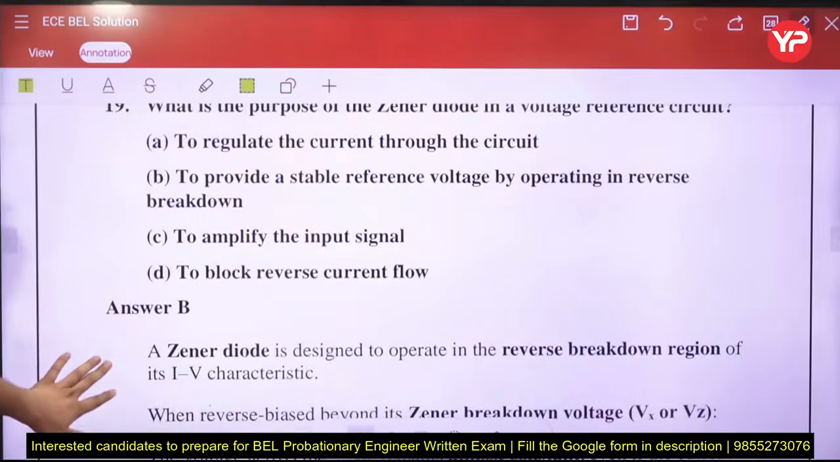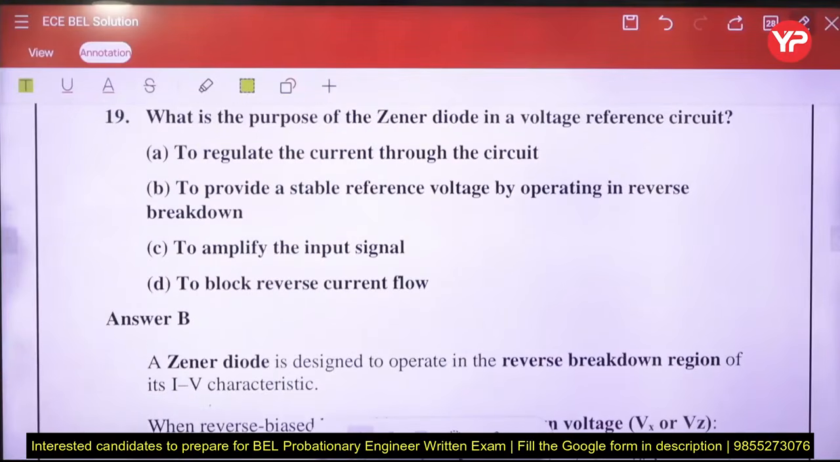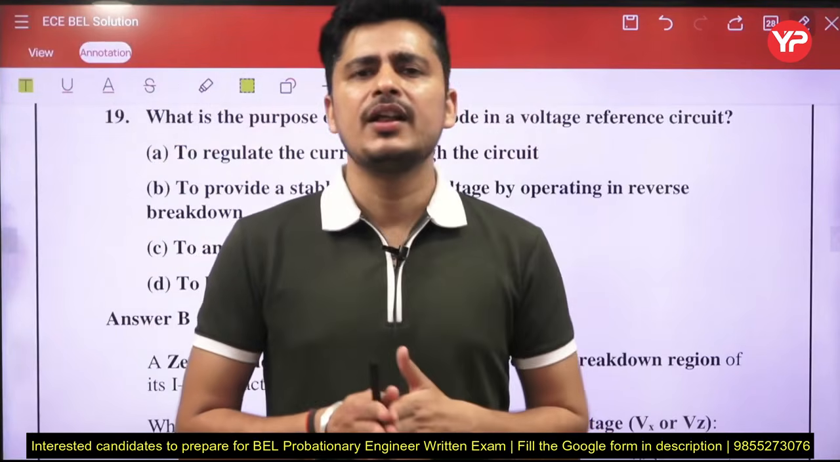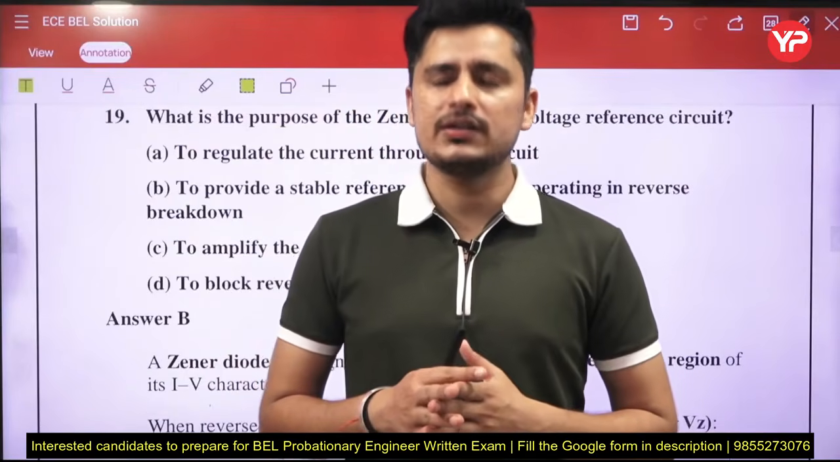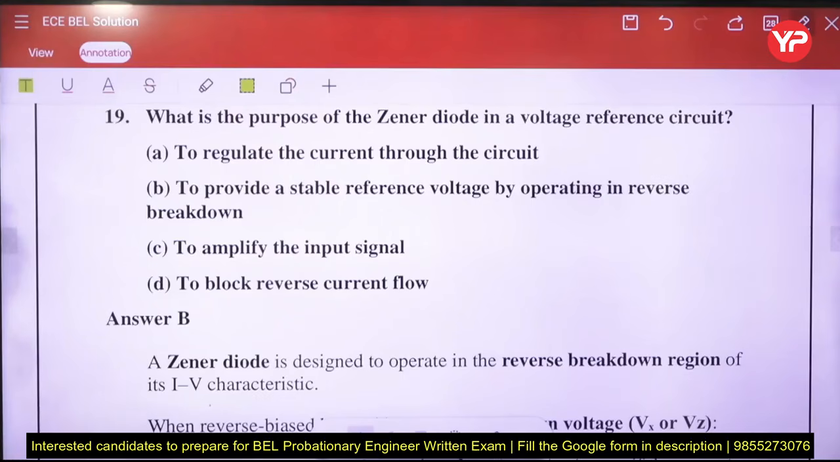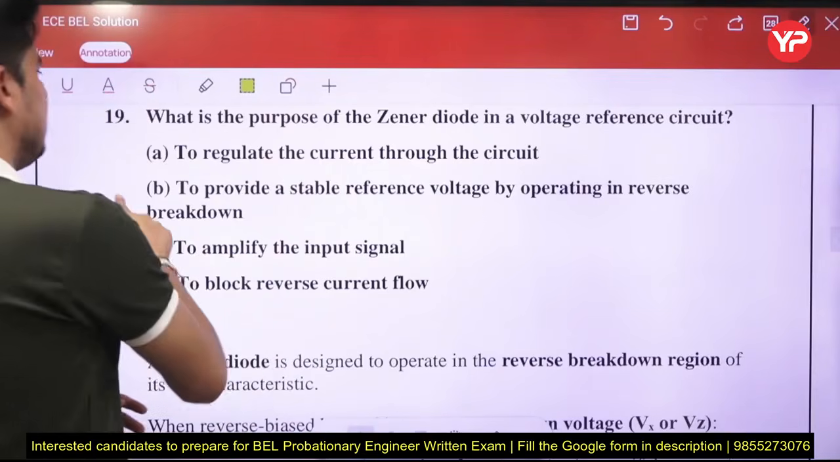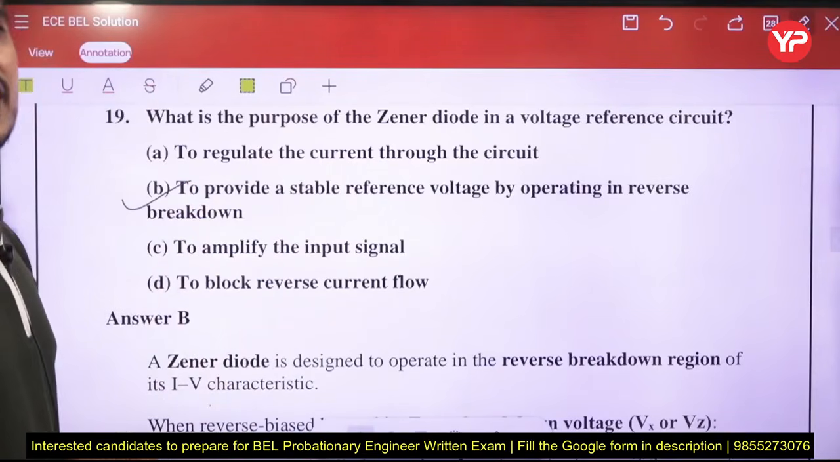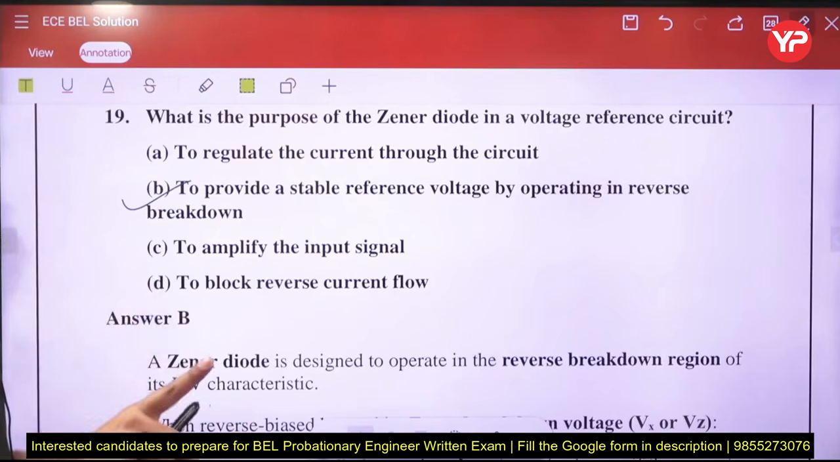Okay, next. What is the purpose of a Zener diode in a voltage reference circuit? Mainly the Zener diode provides voltage stabilization, right? You can say it works as a voltage regulator inside any circuit. So what will be that? It provides a stable reference voltage by operating in reverse breakdown. One more thing: the Zener diode works in the reverse direction, but it does not regulate the current. The Zener diode regulates the voltage. Remember that.